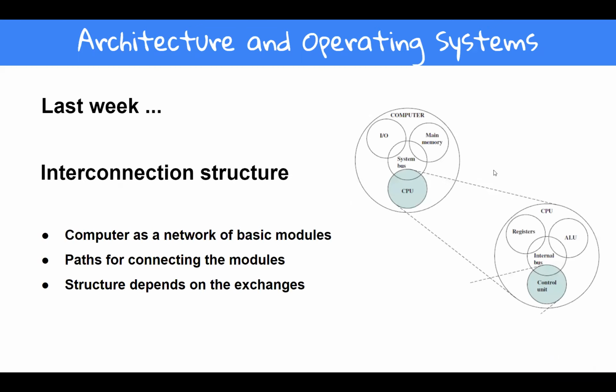In this series of lectures, we learned about computer structure, and we discussed the CPU and fetch-execute cycle, and the functions of the computer. Also last week we learned about the system bus, which we defined as a network that helps communication between different modules of the computer, as you see here. And I said that the interconnection structure depends on the type of exchanges that these modules have.